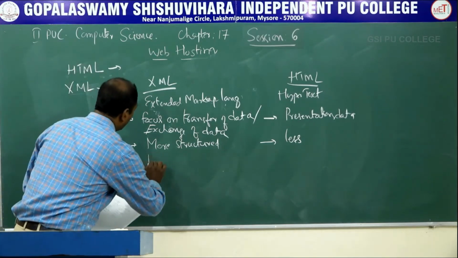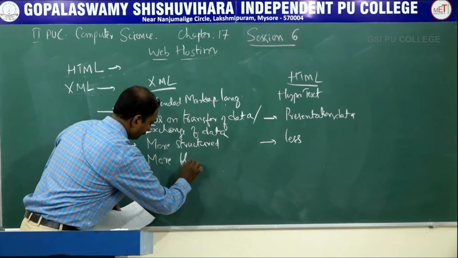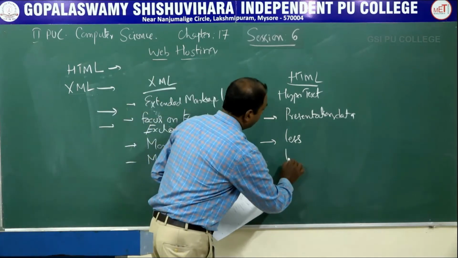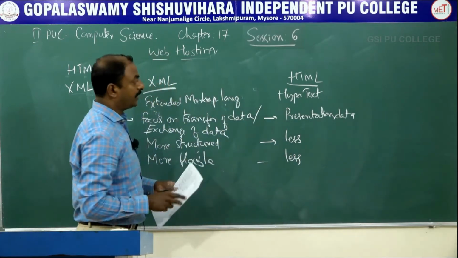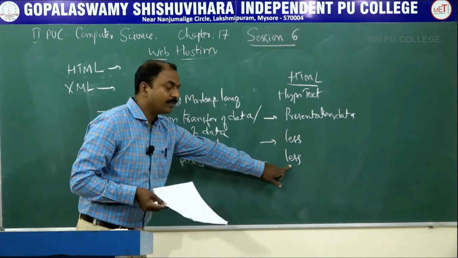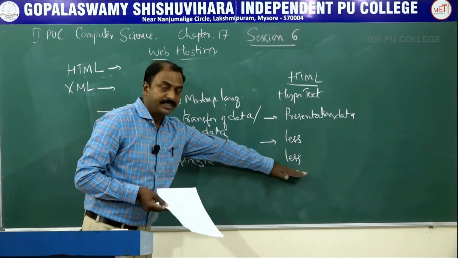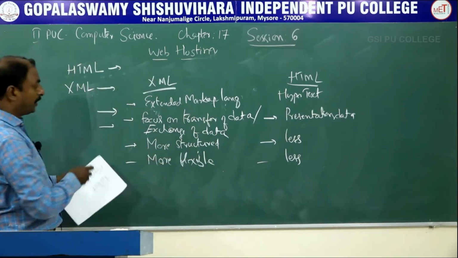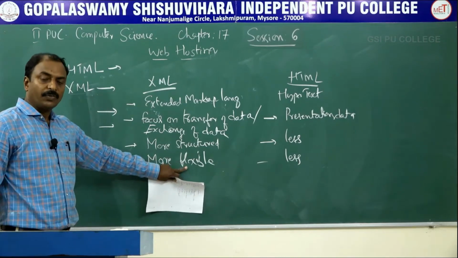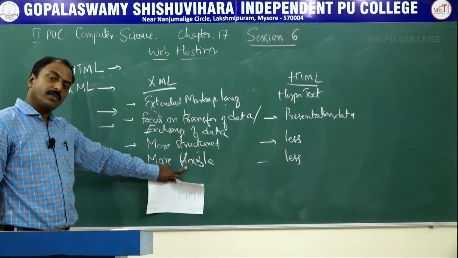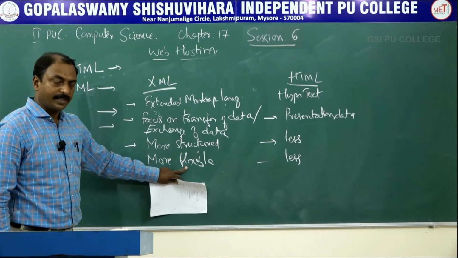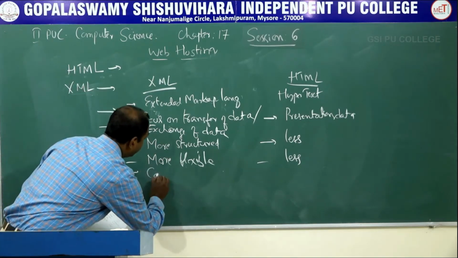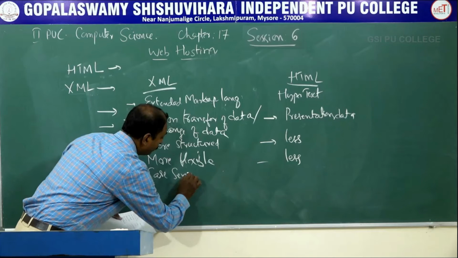Next one: XML is more flexible and HTML is less flexible. Here, for example, you take any of the tags in HTML, we use them exactly as they are. But with the help of this feature of XML, it can be modified as per our requirement, as per the user's requirement. So this is more flexible.